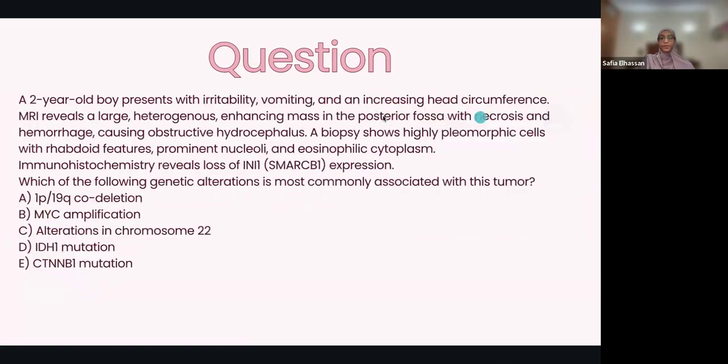So you're correct. This is a medulloblastoma. Next question: a 2-year-old boy presents with irritability, vomiting, and an increasing head circumference. MRI reveals a large, heterogeneous, enhancing mass in the posterior fossa with necrosis and hemorrhage, causing obstructive hydrocephalus. A biopsy shows highly pleomorphic cells with rhabdoid features, prominent nuclei, and eosinophilic cytoplasm. Immunohistochemistry reveals loss of INI1 expression. Which of the following genetic alterations is most likely associated with this tumor?